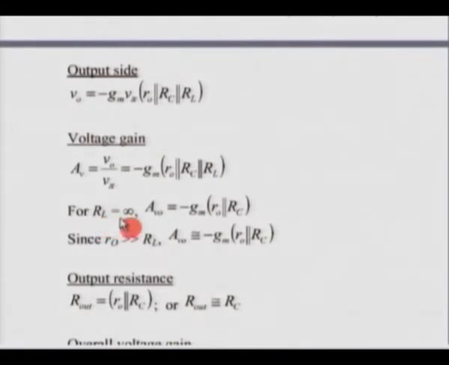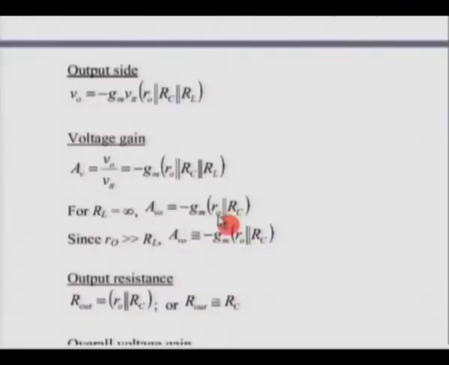Now if you assume RL is equal to infinity, you would get the open circuit voltage gain, which would be minus Gm times R naught parallel RC. Most of the time R naught, the output resistance which models the Early effect, would be quite high, especially for discrete amplifiers. This is because VA, the Early voltage, for most transistors could be of the order of about 200 volts. So if you are talking about 1 milliamp and 200 volts, then R naught is much higher. So most of the time you would find that the open circuit voltage gain is nothing but minus Gm times RC.